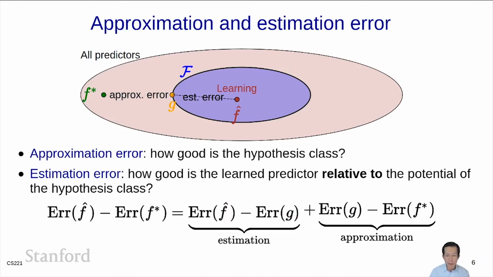And you can verify this identity because we're just subtracting error of G and adding error of G. So this right-hand side is equal to this left-hand side. This kind of trivial identity highlights these two quantities, approximation error and estimation error, and gives us a language to talk about the trade-offs in generalization.